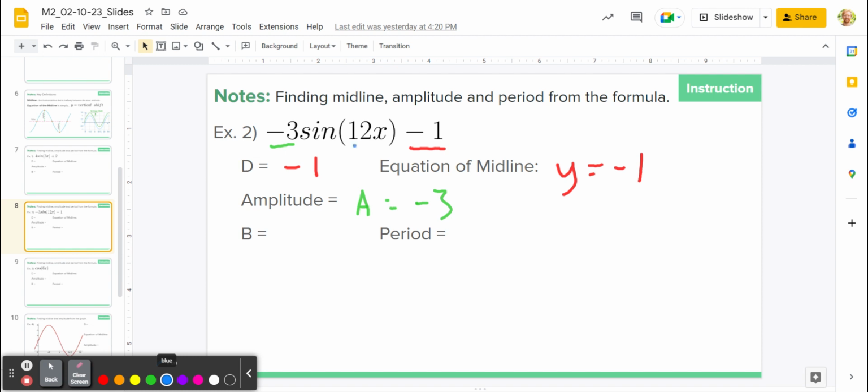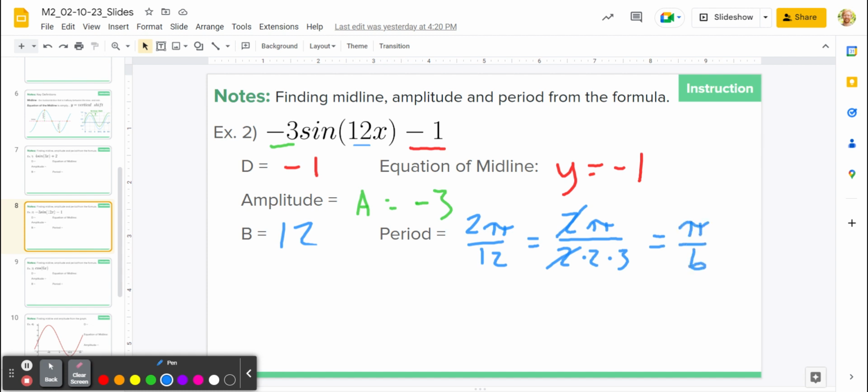Our b coefficient is 12. That's sitting next to the x within our sine or cosine. And that puts our period formula as 2 pi over 12. We'll need to simplify that, so let's expand it out. We can do 2 pi over 2 times 6, or if you wanted to break it up into 2 times 2 times 3, that works. We can cross out a 2 and be left with pi over 6 as our period.